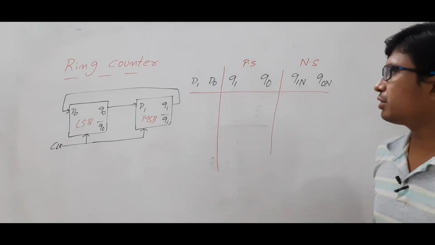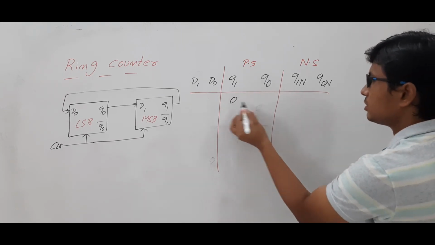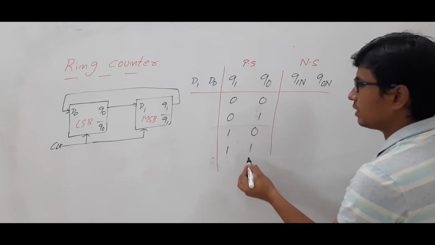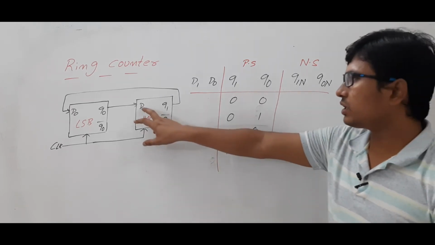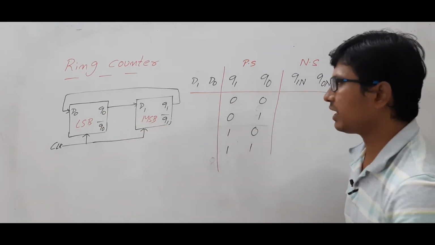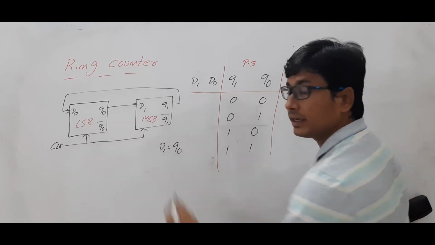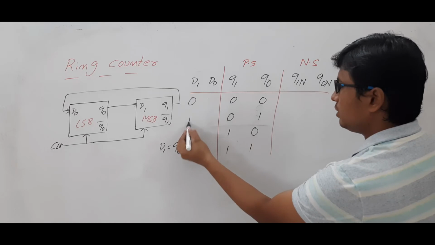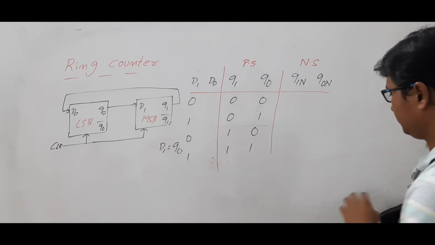If you have Q1 and Q0 as the present state, it can be 0 0, 0 1, 1 0, 1 1. Am I right or wrong? Now if you look at it, what is D1? D1 is equal to Q0. Am I right or wrong? D1 is equal to Q0 from this diagram. So D1 is equal to Q0: 0, 1, 0, 1. I hope you have understood.